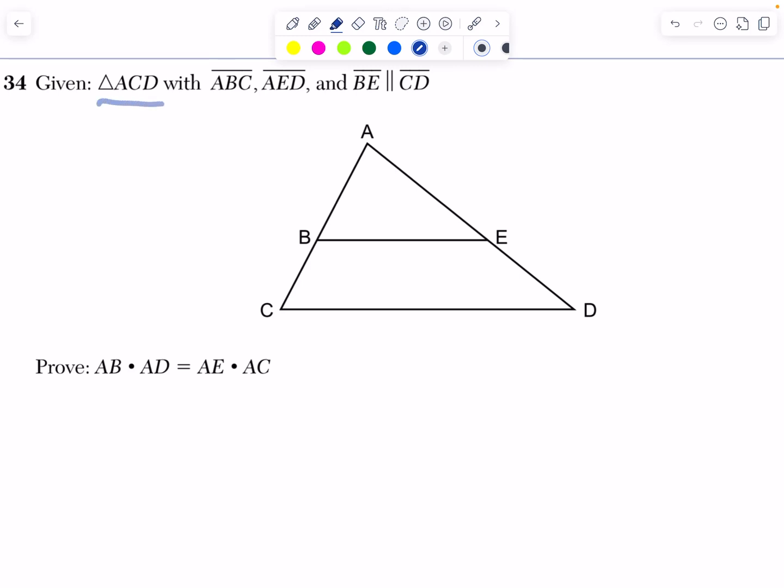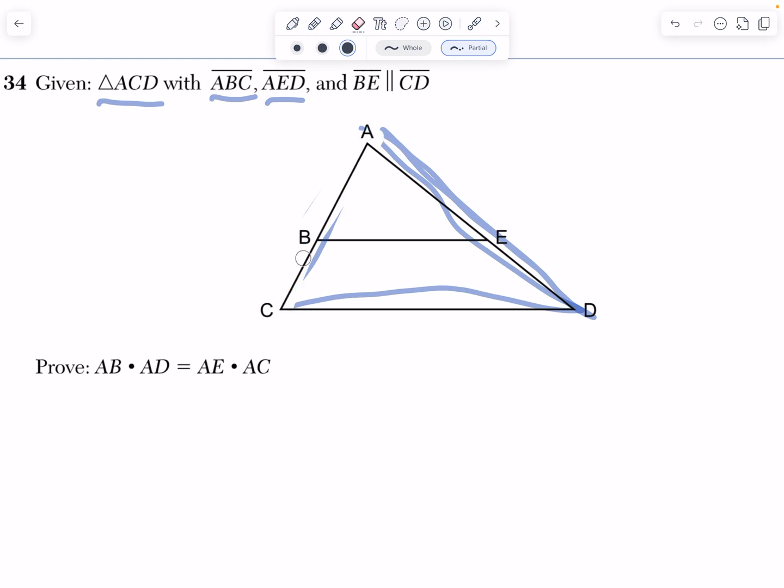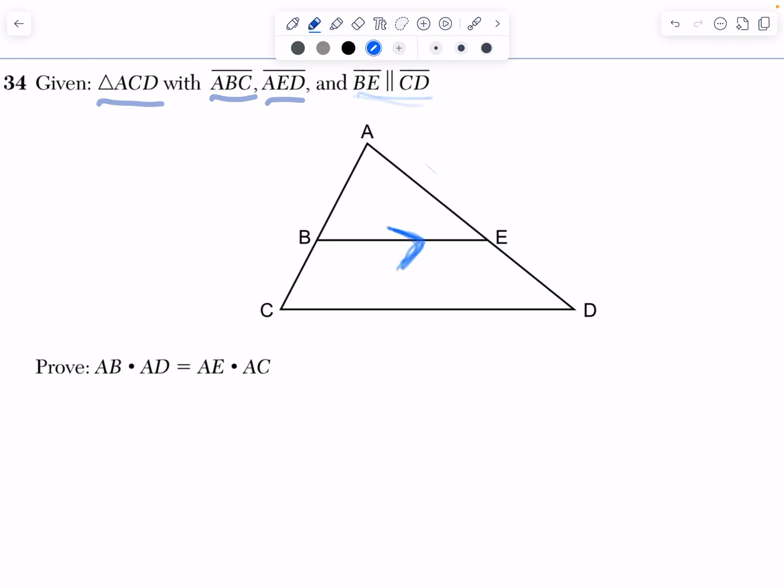Given triangle ACD with line segment ABC and line segment AED, line segment BE is parallel to line segment CD. So I put the arrows.